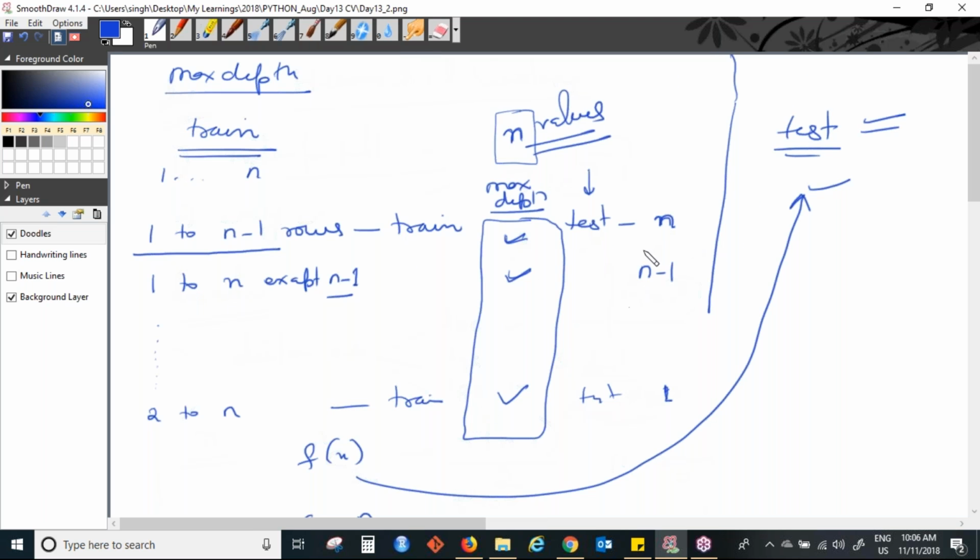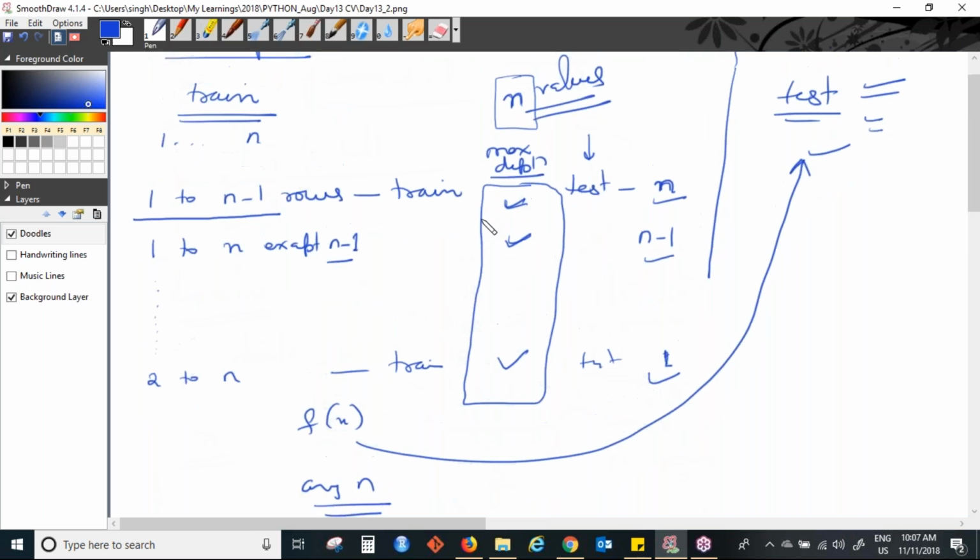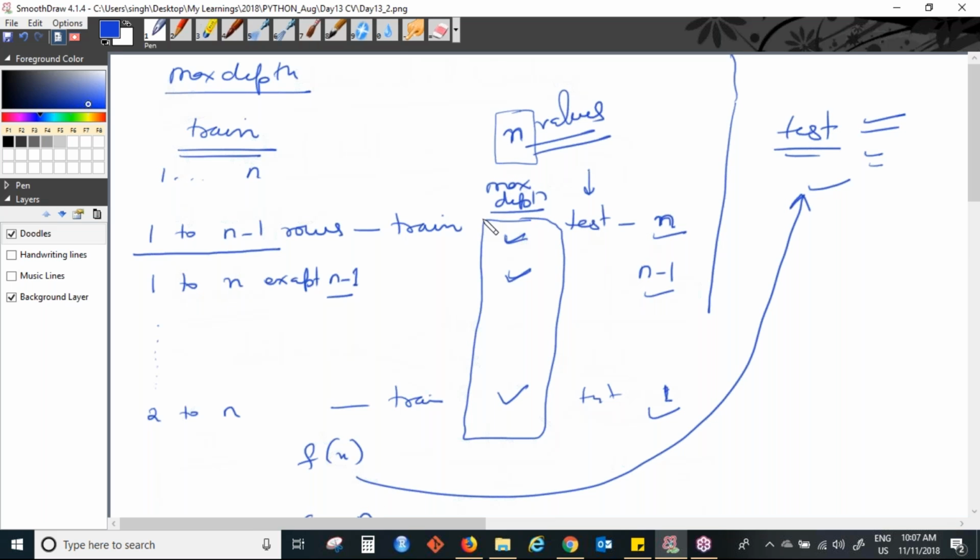Because we don't know what we will get in our test data, right? Will we get the nth row, or the n minus 1th row, or the first row? We don't know. So we will try to build a very generic model. We will not build a specific model which performs well only on some particular data. We will build a model which performs well in general, so that whatever kind of data you get, it performs well. So that is why we take the average value, and probably on that average it will perform best on the test data.